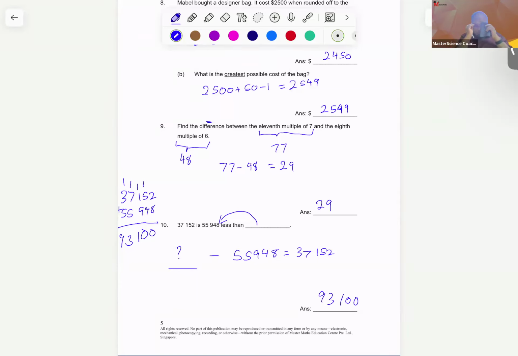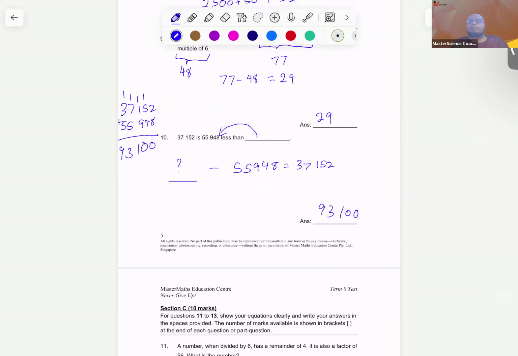Okay, up to question 10. Anyone got any question? Safa, okay? Haran, okay? Okay, Haran, the question 11, 12, 13. As I go through the steps, later you copy down the steps also, okay?